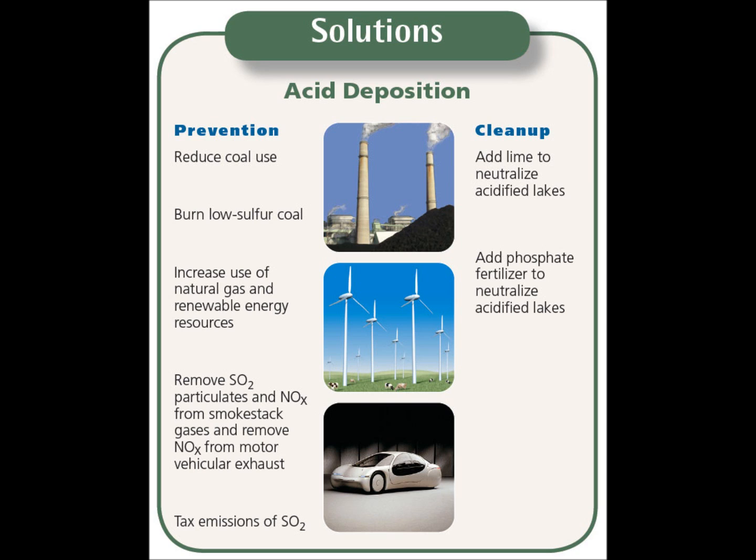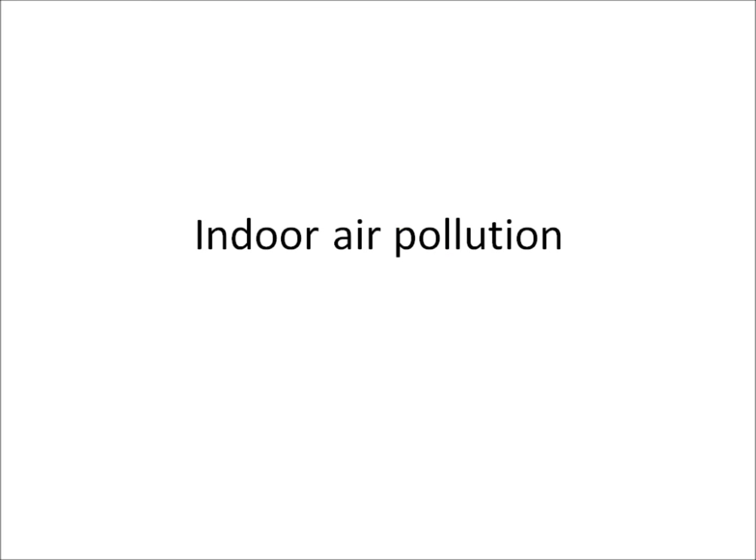Acid deposition is mainly caused by coal-burning power plants and gasoline vehicle emissions and threatens human health, aquatic life and ecosystems, and forests. It is a regional problem because it affects the areas that lie downwind from coal-burning facilities in urban areas with large vehicle populations. Prevention methods include to reduce coal use, burn low sulfur gas, increase use of renewable energy resources, tax emissions of SO2, and reduce air pollution by improving energy efficiency.